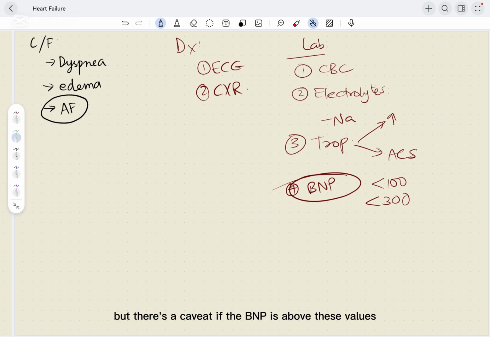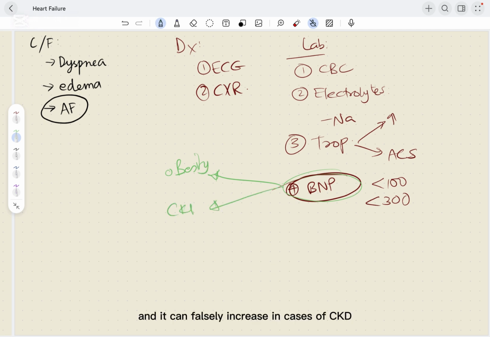But there's a caveat if the BNP is above these values. First, BNP can falsely decrease in cases of obesity, and it can falsely increase in cases of CKD. So, as a general rule of thumb, the idea is that we halve the BNP in CKD patients and we double it in obese patients.